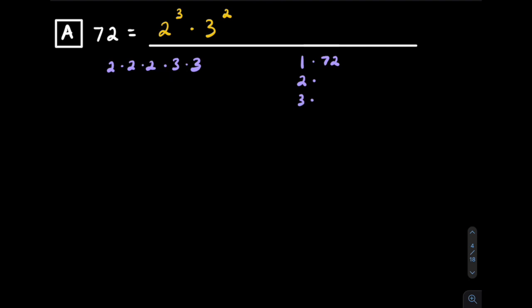Now, is 4 a factor of 72? Well, even though you don't see a 4, you can actually create a 4 by multiplying 2 of these 2's together. 4 is a factor of 72. What about 5? Do you see 5 on the list here?